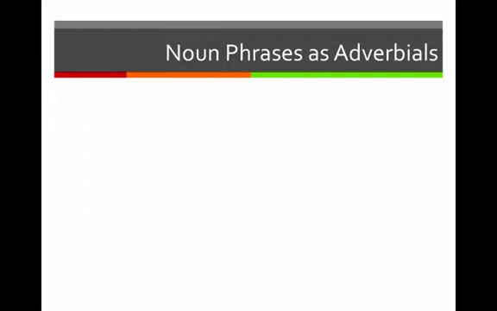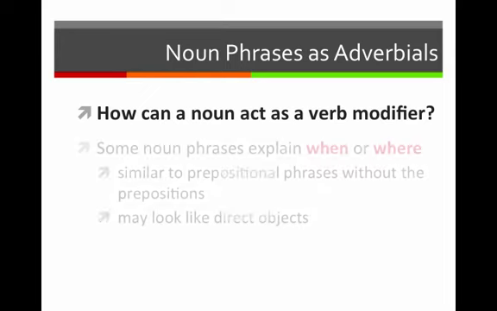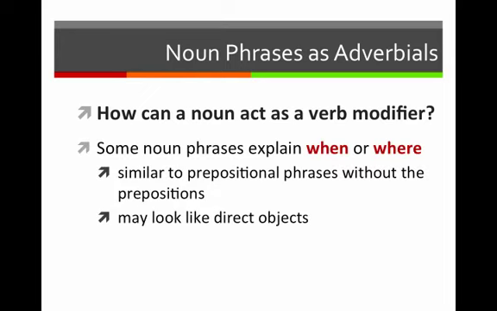On page 155, our book introduces the idea of noun phrases as adverbials. So does this blow your mind a little bit, that a noun can act as an adverb? Wait, these are two of our four form classes. But what does an adverb do? It modifies a verb. Noun phrases can modify verbs. How is this possible? Noun phrases sometimes tell us when or where. That's what adverbs do: when, where, why, how. They're similar to prepositional phrases, but with the prepositions taken off.